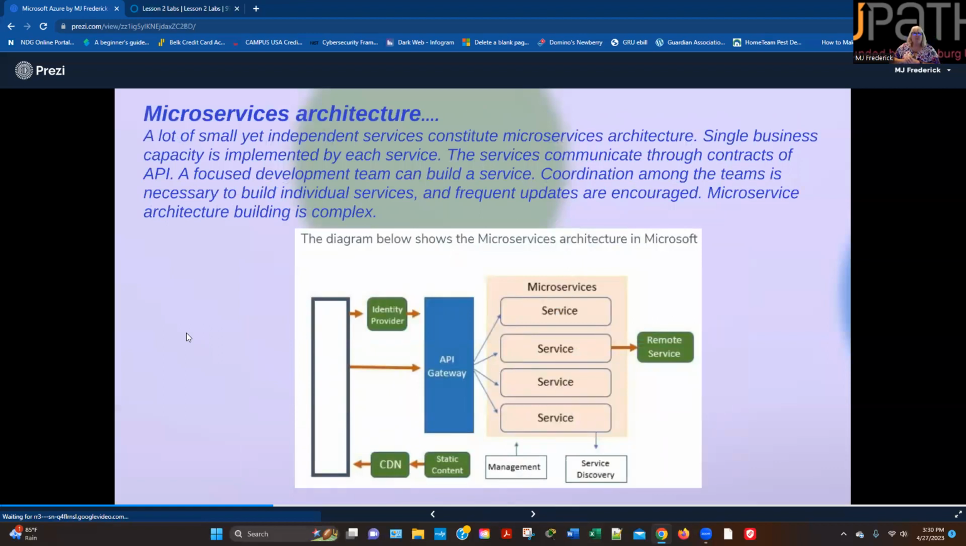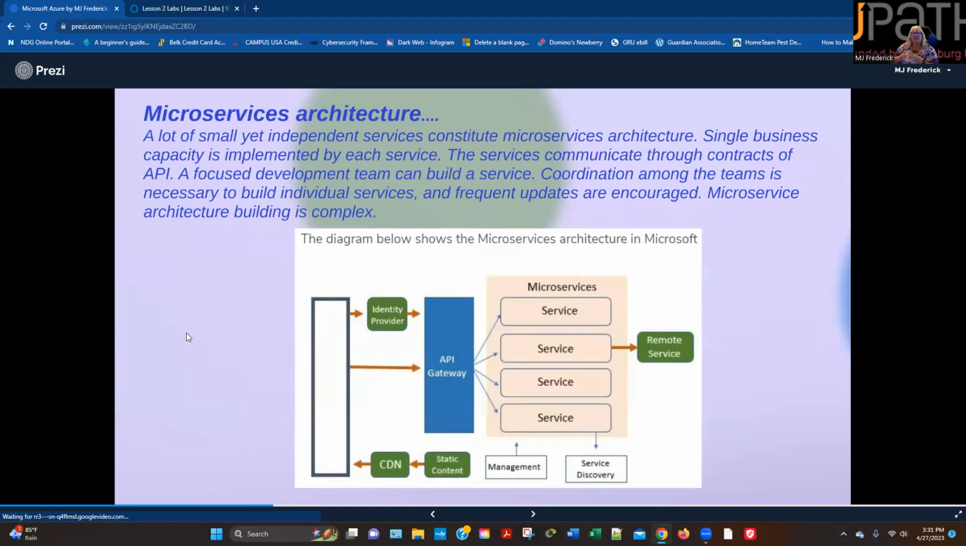So this is a lot of small but yet independent services that constitute what is called the microservices architecture. We're talking about a single business. We're not talking about, like, we have a campus, right? But we have a lot of remote outreach centers or other campuses. Not the best idea when it comes to Azure and doing this. But a single business capability, again, is implemented by each service. So the services communicate through the contracts of your API, your application programming interface.